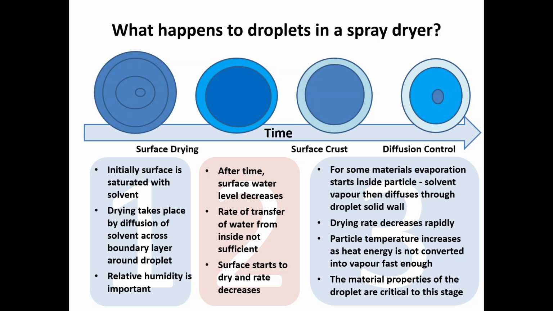So if your solute bonds to water, for instance things like surfactants or starch as your solute, this can limit the rate of water moving through the droplet, so the temperature rises. And in some cases water transfer becomes so slow that it turns to steam inside the droplet, causing rapid expansion, blowing a hole in the particle and making porous material. So what happens in these latter stages is really very much dependent on the material properties of the droplet and the details of the drying conditions.